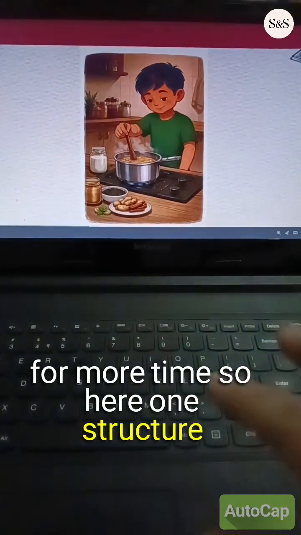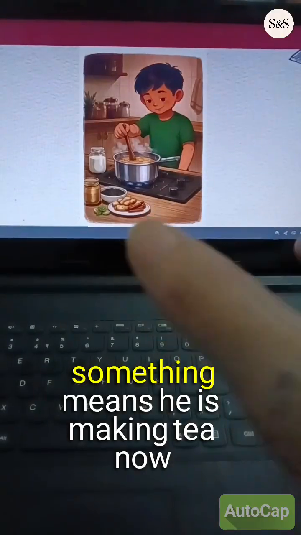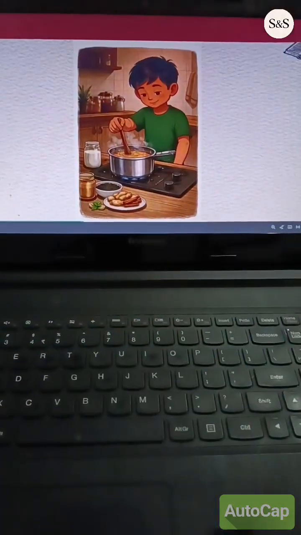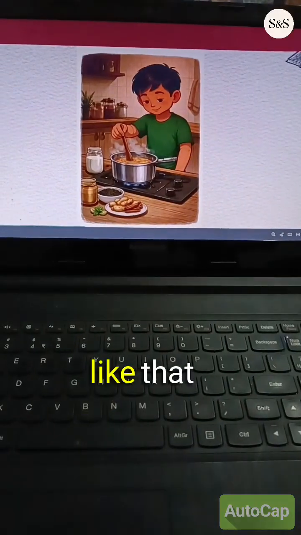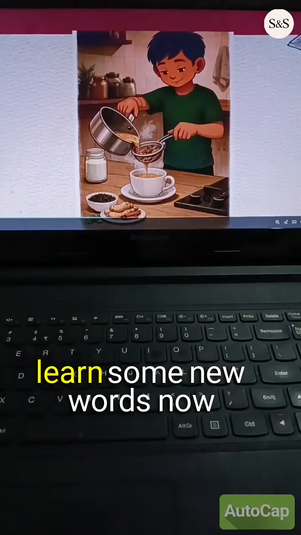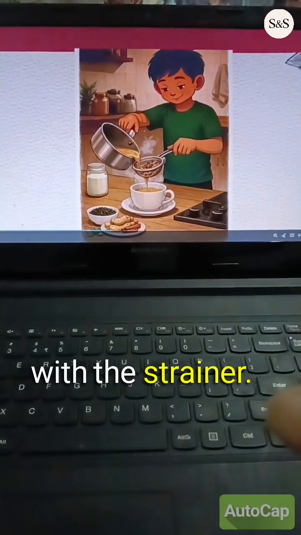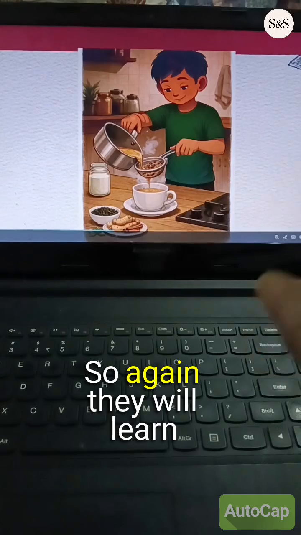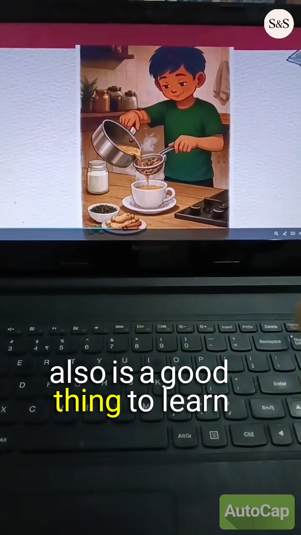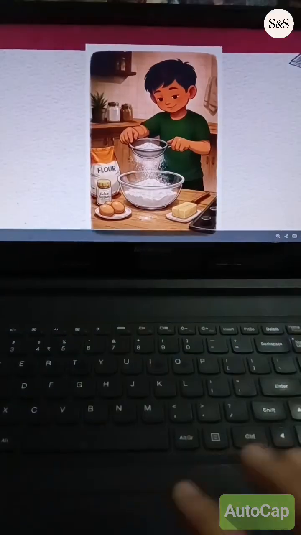So here one picture is there where the boy is making something, means he is making tea. Now they will describe this picture, what he is doing. He is stirring the tea, like that. In this way they will learn some new words. Now here he is straining the tea, with the strainer. So again they will learn the name of this utensil. Learning by picture is also a good thing, as everyone knows.